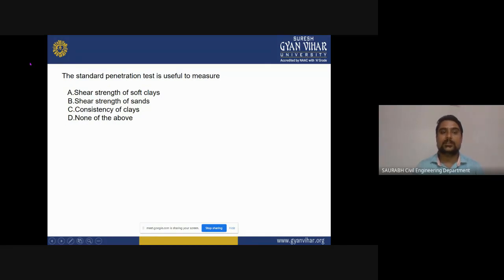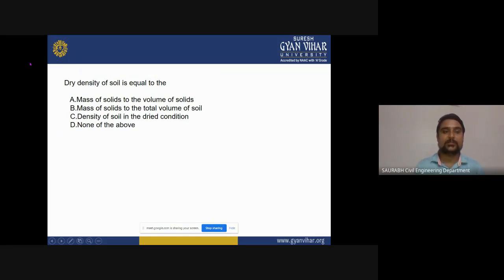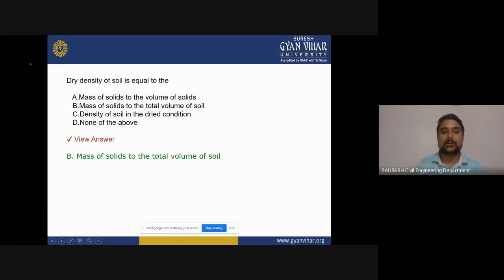Come to the next question. Standard penetration test is useful to measure the shear strength of a soft clay, shear strength of a sand, consistency of a clay, or none of the above. The right answer will be shear strength of a sand. Now come to the next question. Dry density of soil is equal to mass of solid to the volume of solid, mass of solid to the total volume of soil, density of soil in desired condition, or none of the above. The right answer will be mass of solid to the total volume of soil.